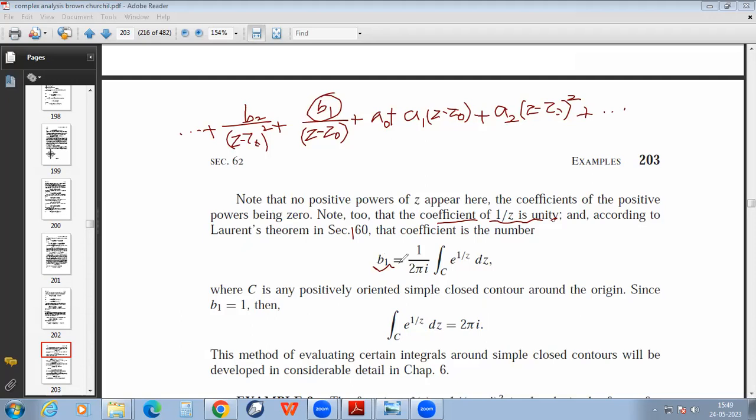Now how will this b1 be there? It will be 1 upon 2 pi i times the integration over the contour of f of z dz. This we have already seen. And what is the integration of this particular? They are saying b1 is 1, so the integration will be 2 pi i. Reverse way we are going: knowing b1, knowing this expansion, we are finding out the integration. Got it? So this way you have to solve the things.